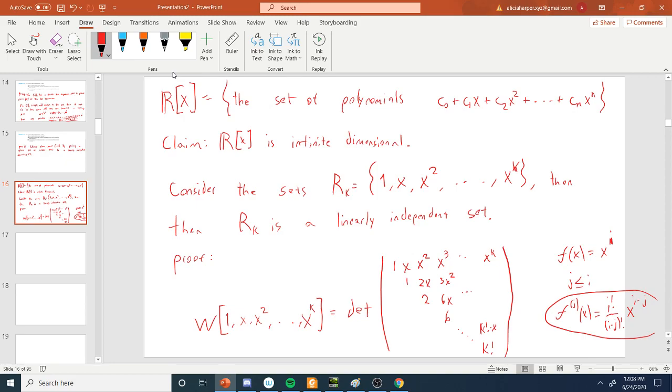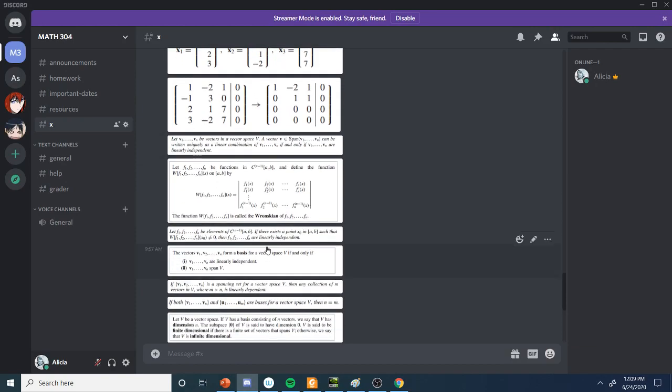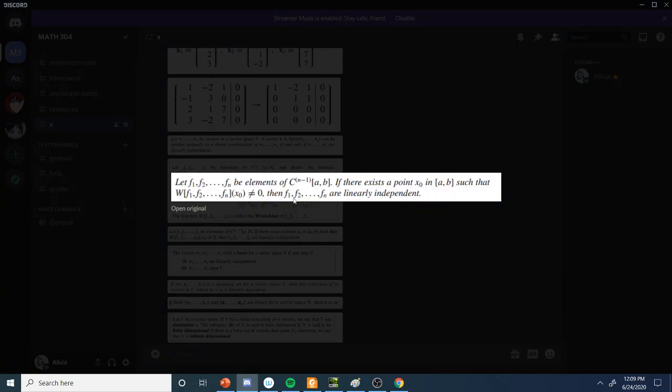And because this matrix right here is an upper triangular matrix, the determinant is just the product of all the things along the diagonal. So this determinant is equal to 1 times 2 times 6 and so on, times k factorial, which, whatever number that is, is not equal to 0. So because the Wronskian doesn't vanish, it follows by the result we proved last time that these k functions have to be linearly independent.